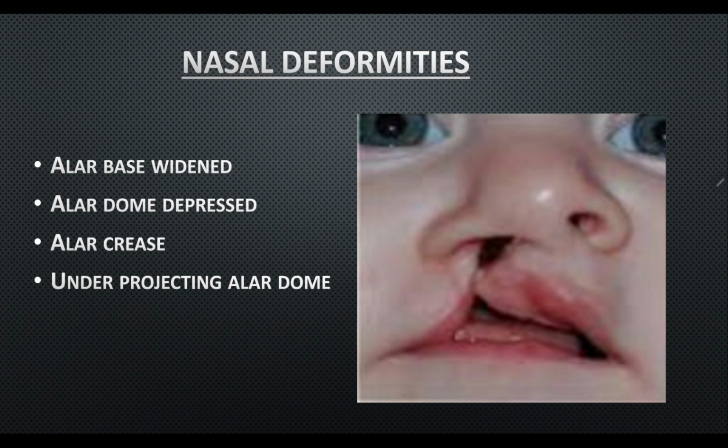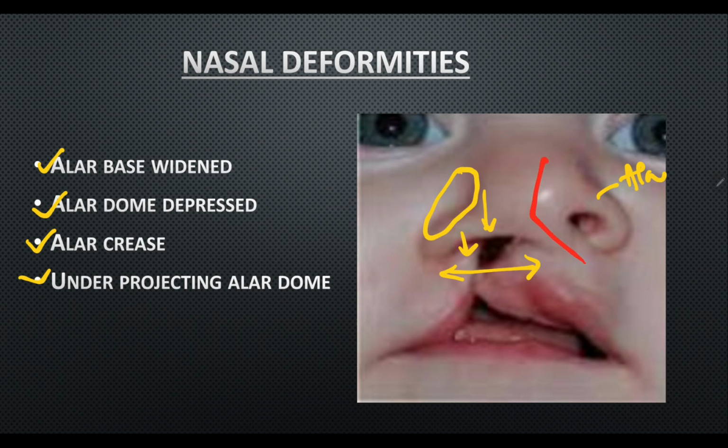Next, some nasal deformities. Usually the nasal deformities will be here. In this picture we can appreciate there is a wide alar base. You know, this is the alar. So there is a wide alar base, there is a depressed dome, then there is deepening of the alar crease, and then there is under projection of the alar dome. These are all the associated nasal abnormalities. And another very important thing here is a deviated nasal septum.